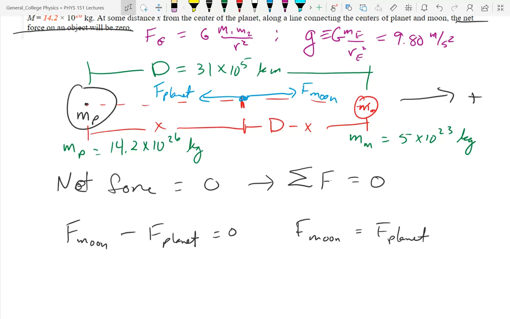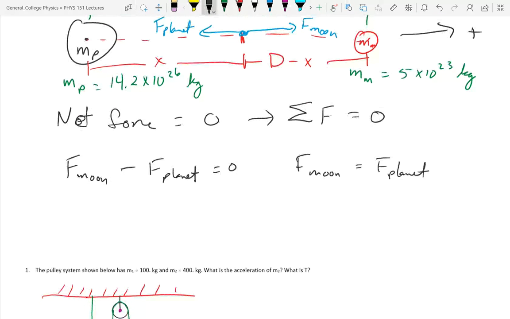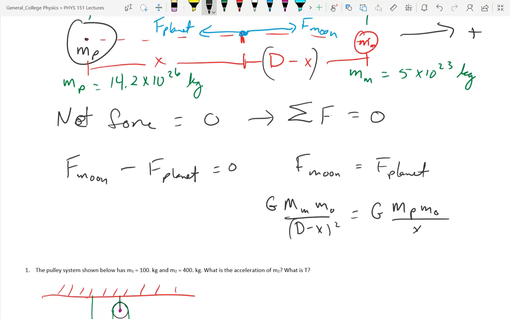Well, since for both of them the force of gravity is G mass 1 mass 2 over radius squared, I can now substitute G times the mass of the moon times the mass of whatever my object is, because we never defined it. We weren't given a mass for it. I just call it m sub o and say, better work out. Divided by the distance between the moon and my object squared, so that was d minus x, is equal to G times the mass of the planet times the mass of my object over the distance between the planet and my object, which was x squared.